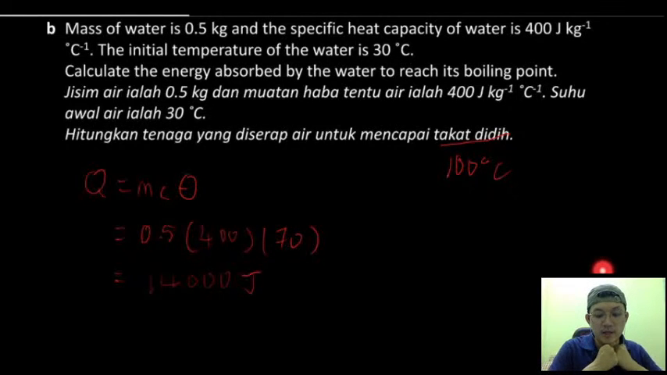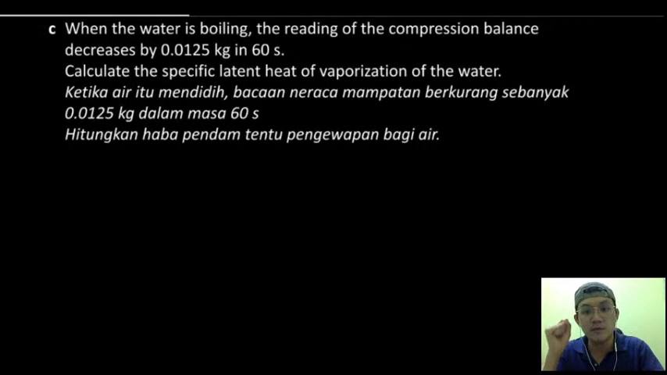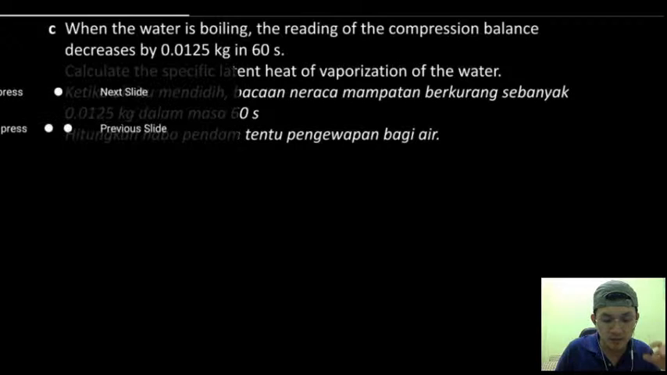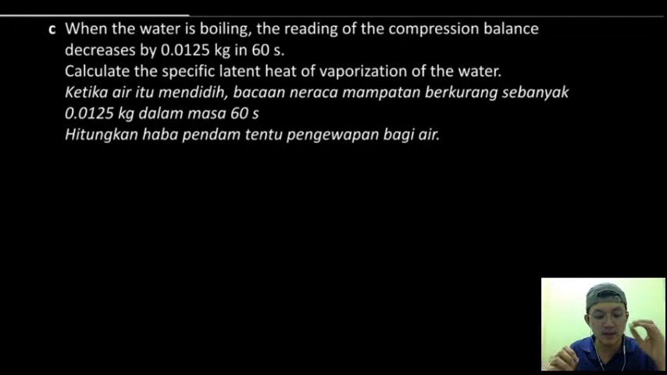When the water is boiling, reading of compression balance decreases, berkurang 0.0125. The form 5 here, tadi value itu ialah 400 ke 4,200. Please help me check for a bit, okay? I'm not so sure the value is apa. So let's see. Apabila air tersebut mendidih, neraca mempatan berkurang sebanyak 0.0125 dalam masa 60 second. Hitungkan haba pendam.